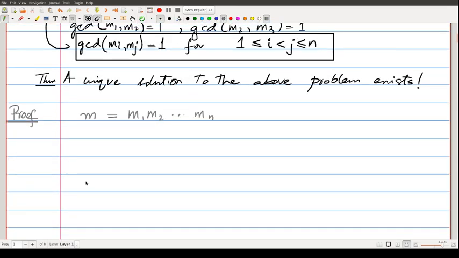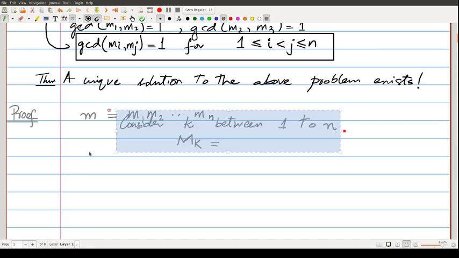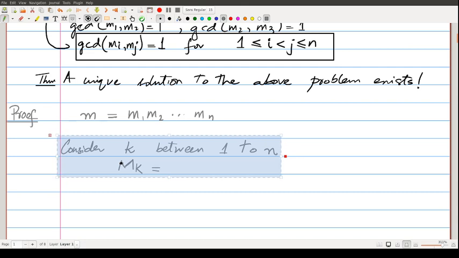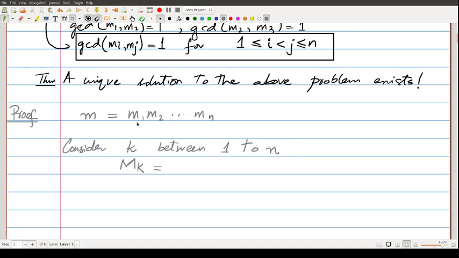Okay, and so now at this point we say consider k between 1 to n, and we create this number capital Mk, such that capital Mk is just M divided by mk.